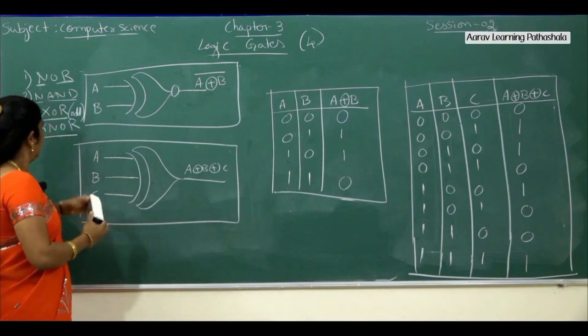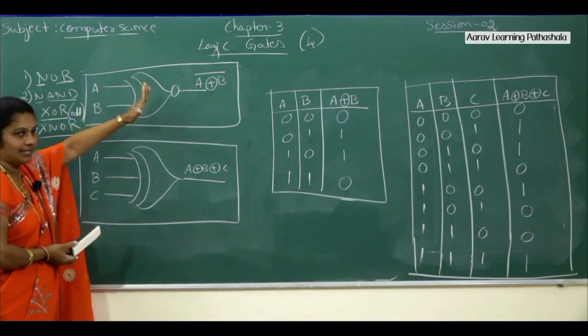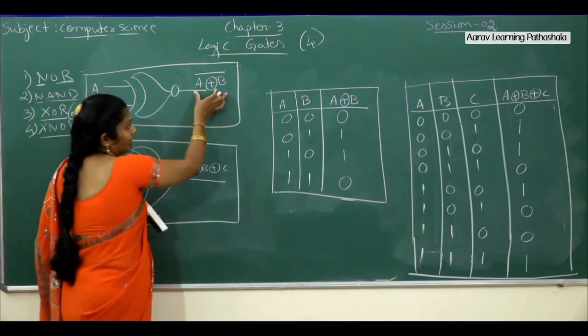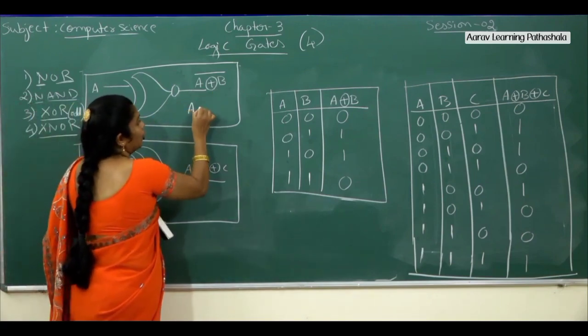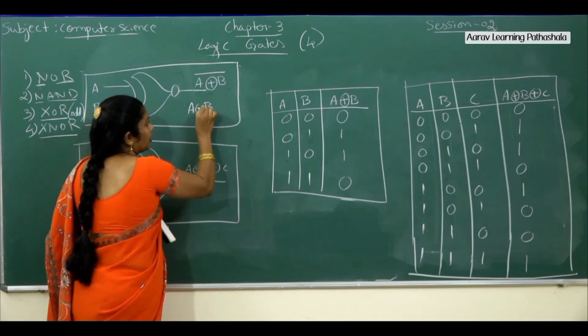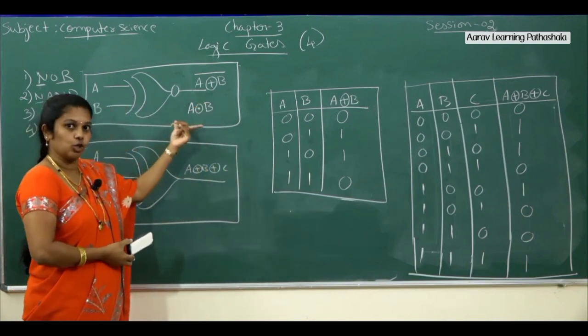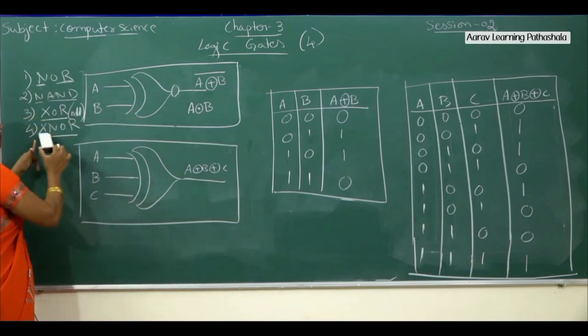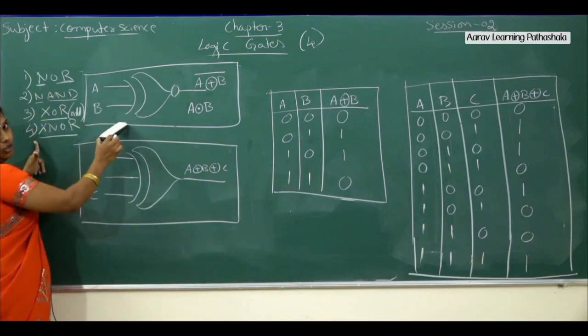Now is it clear? XNOR, I am just replacing them. For you it will be very easy to remember how to write. If you want you can write like this way, otherwise A dot B. For dot you write circle. Like this also you can write. See, this is a symbol for 2 variable, especially for XNOR gate.